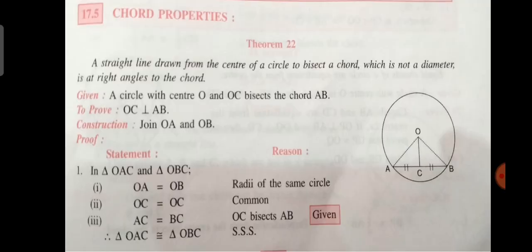Dear students, we are continuing with our chapter circles. This is the last part of the portion. Some chord properties and some small theorems are there. The first theorem is: a straight line drawn from the center of a circle to bisect a chord which is not a diameter is at right angles to the chord.